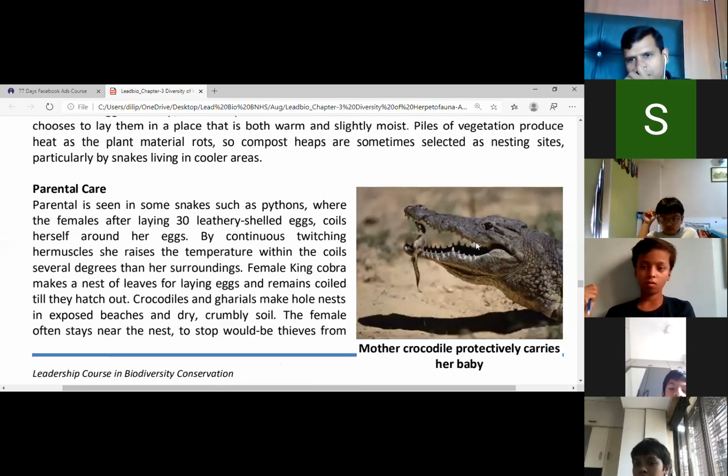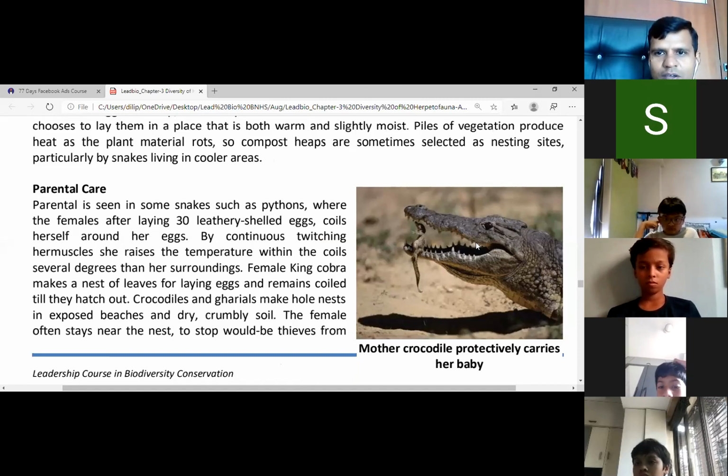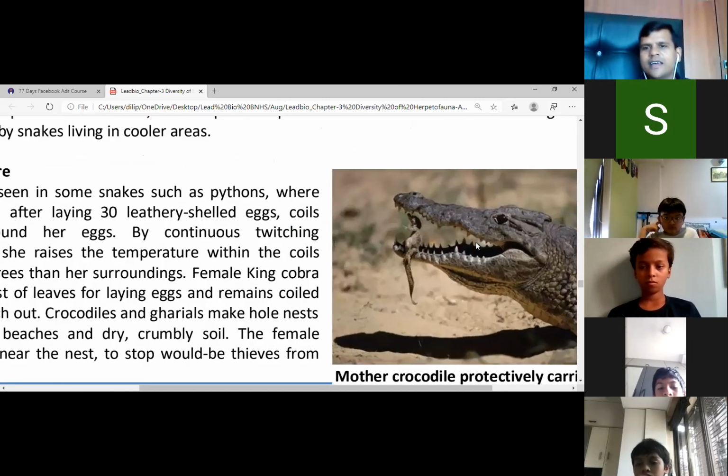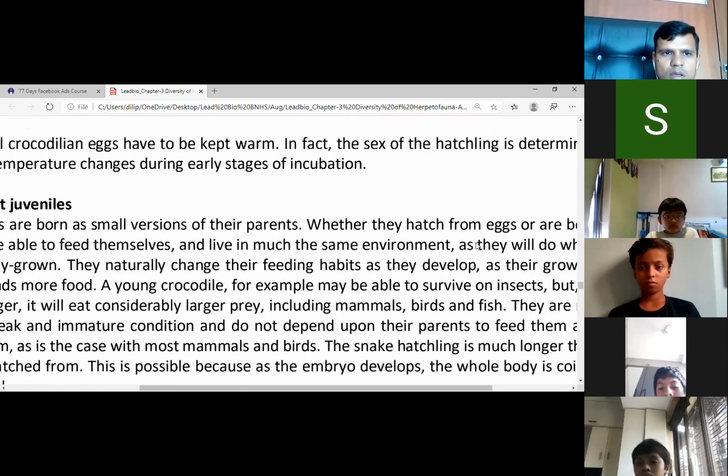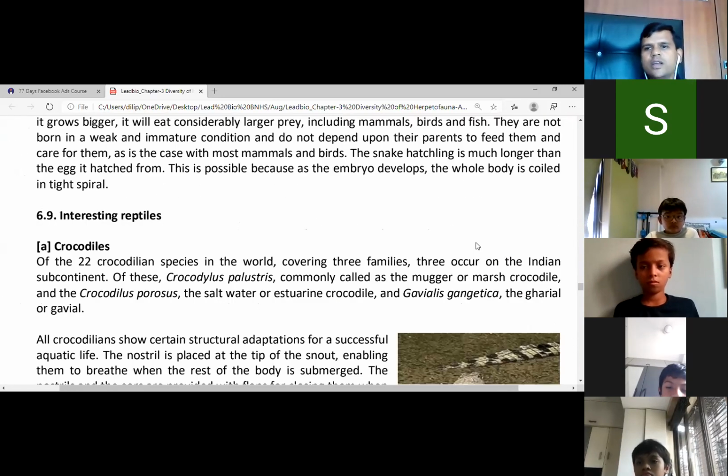This is where a mother crocodile is protecting its baby. The baby is inside its mouth, and the mother is protecting the baby and carrying it somewhere. Let's move a little faster.